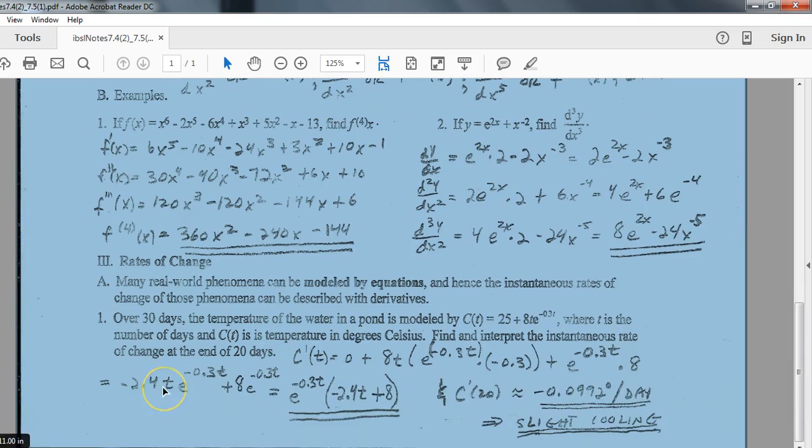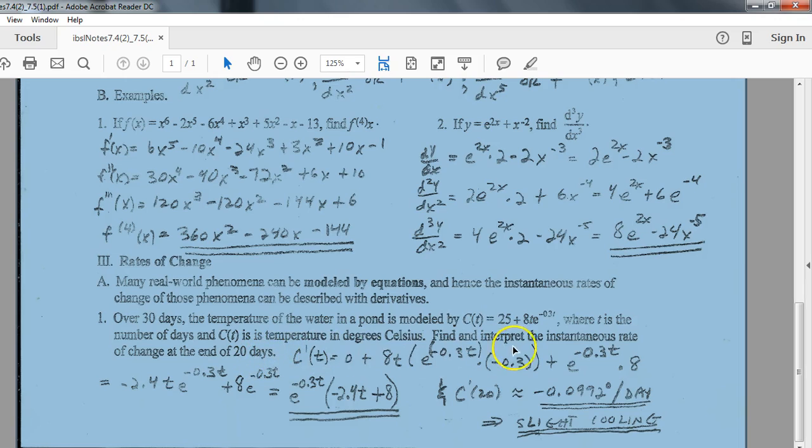Here's one example of a word problem format of a question like this that you could see. This is talking about a 30-day period, and the water temperature in a pond. They're giving you the function right here where this represents the temperature in Celsius and t represents time in number of days. So they're asking us to find the instant rate of change at the end of 20 days and to explain what that means.